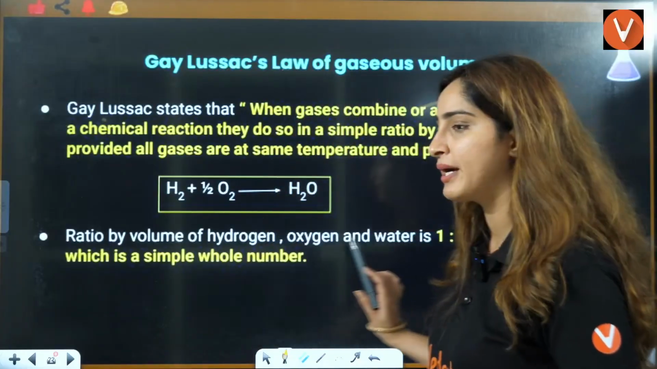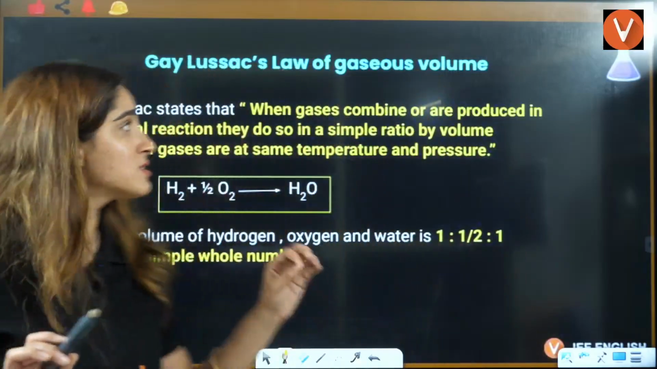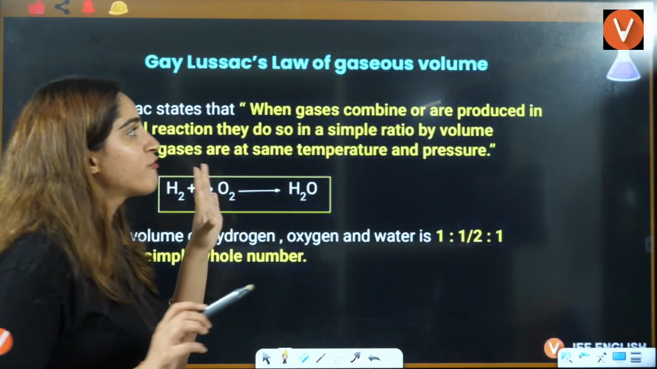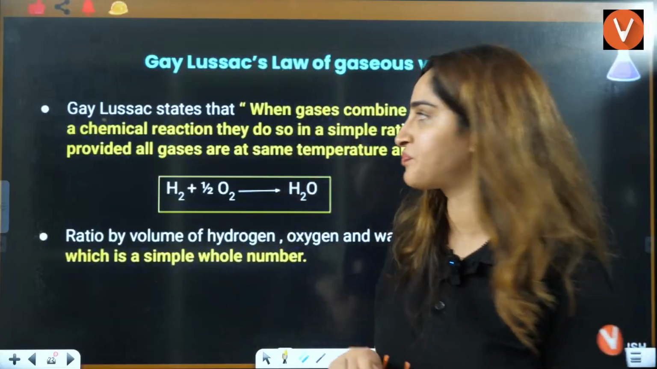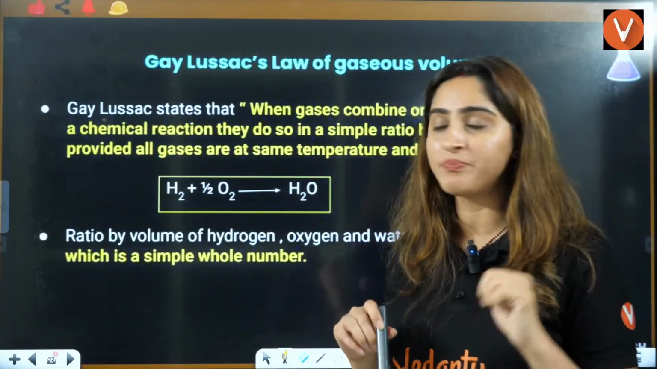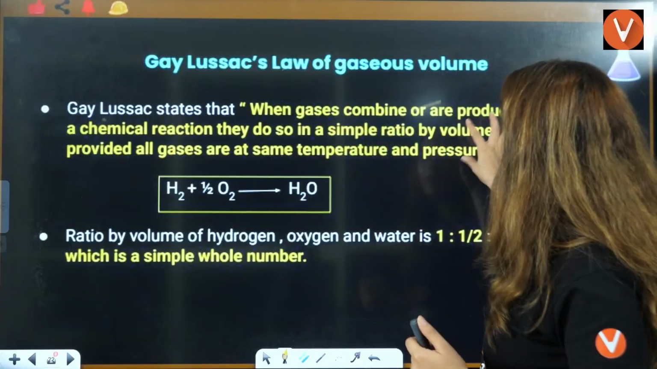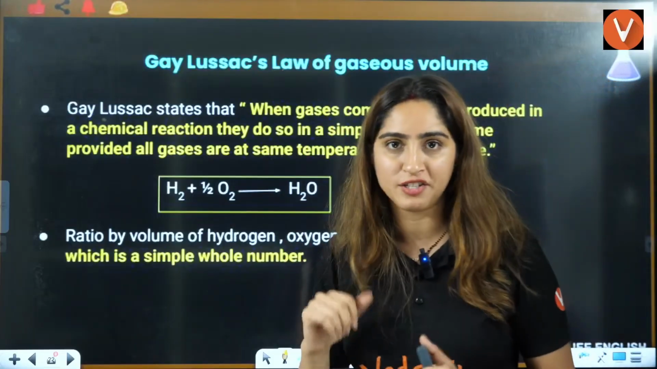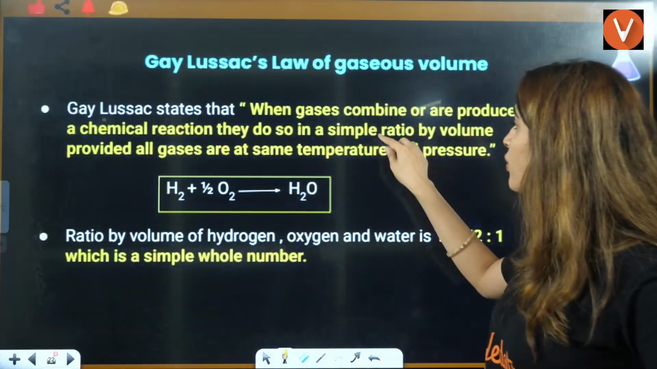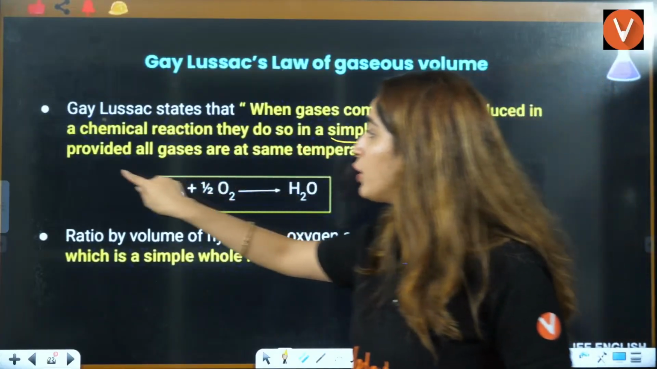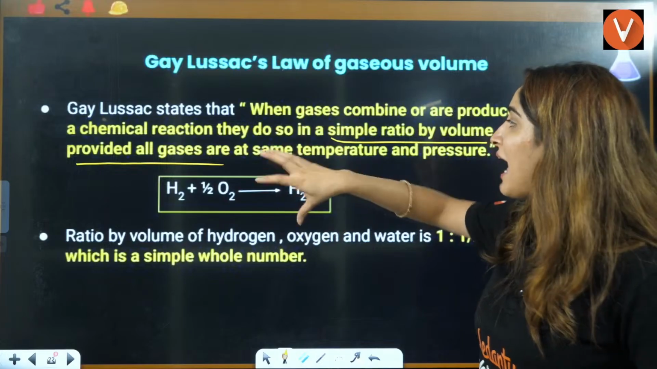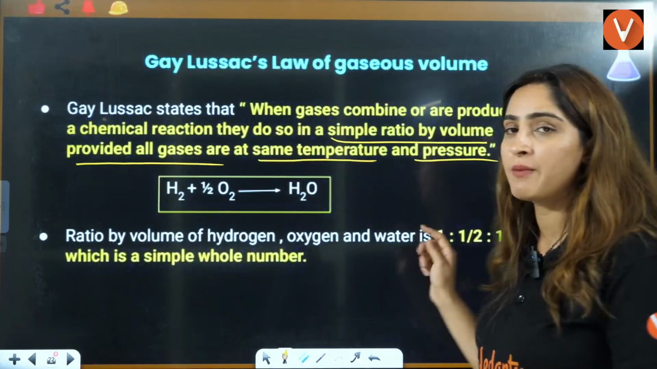Okay, yes, everybody. Now let's do the next one, that is Gay-Lussac's law of gaseous volume, right? That is our fourth law. This is when gases combine or are produced in a chemical reaction, they do so in a simple ratio by volume, provided that all gases are at the same temperature and pressure.